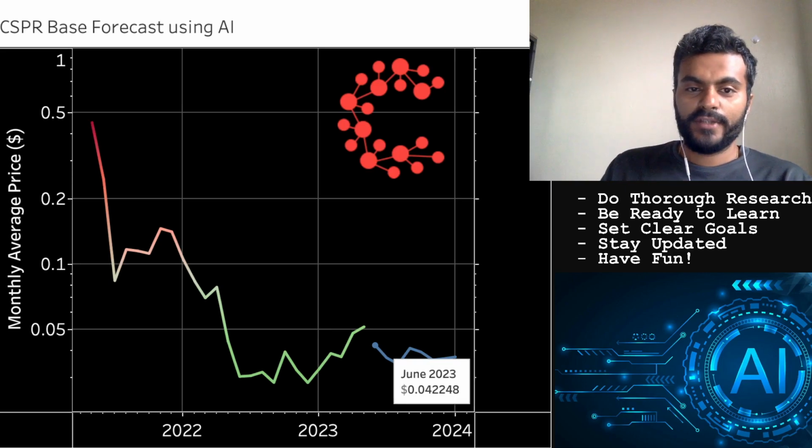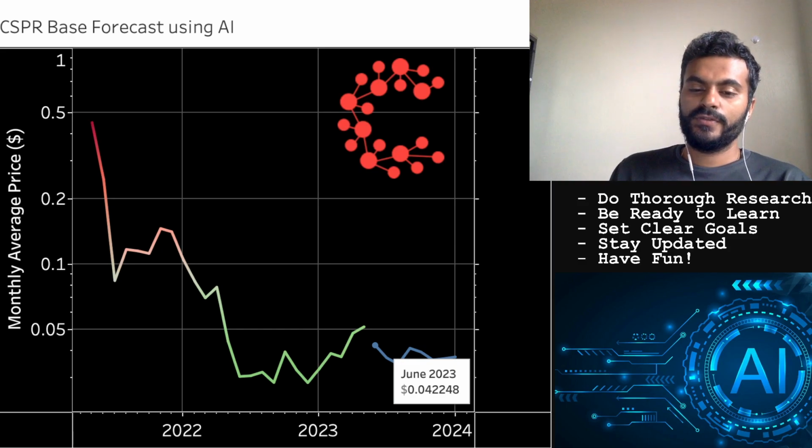So let's come to the actual forecast for this token. For this forecasting, I have used an AI technique known as ARIMA, which stands for Autoregressive Integrated Moving Average, and based on that technique, these forecasts are calculated based on historical data.